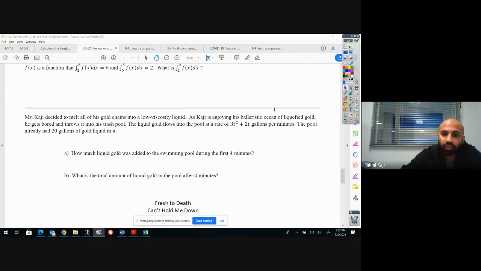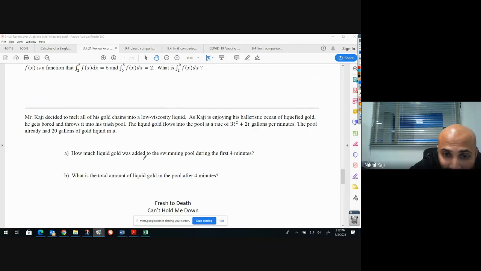All right. Here you have a word problem with a situation. They give you the rate, and they're asking how much was added. So it's not asking how much was in the pool. It is how much went into the pool, how much was added in the first 4 minutes. That's key. First 4 minutes, that means from 0 to 4.